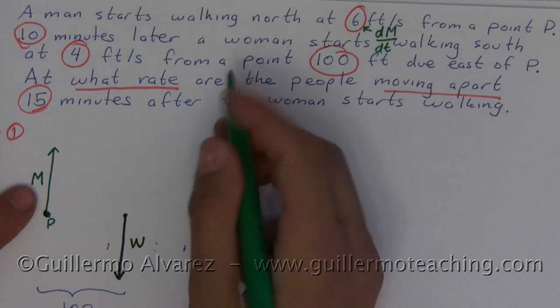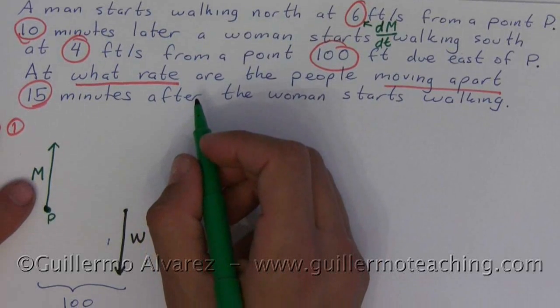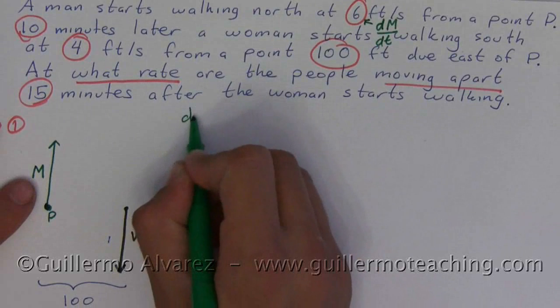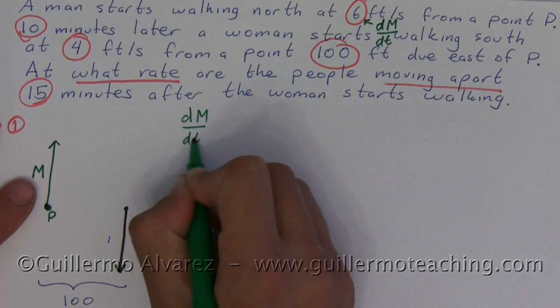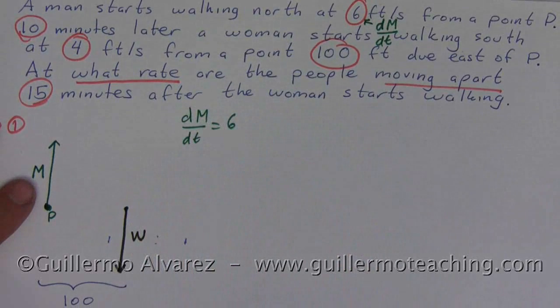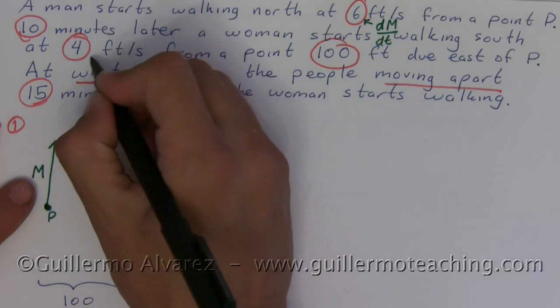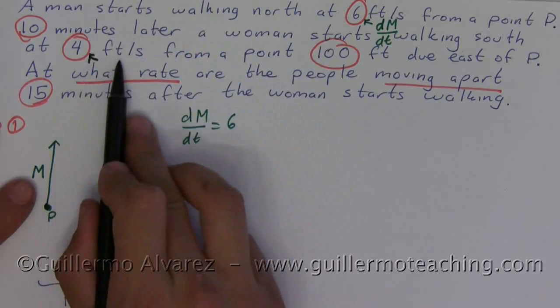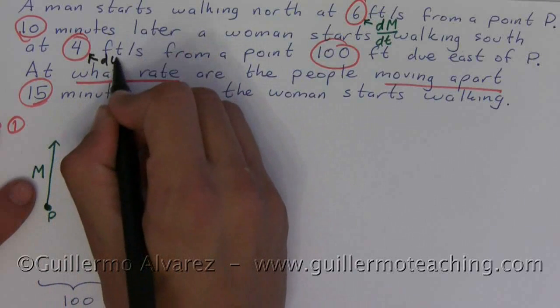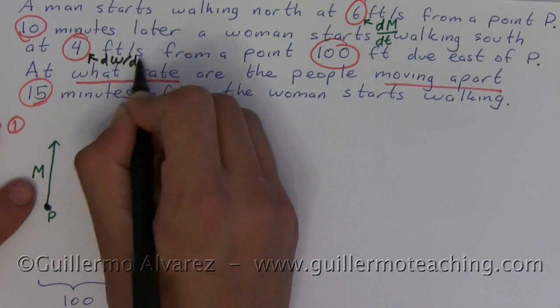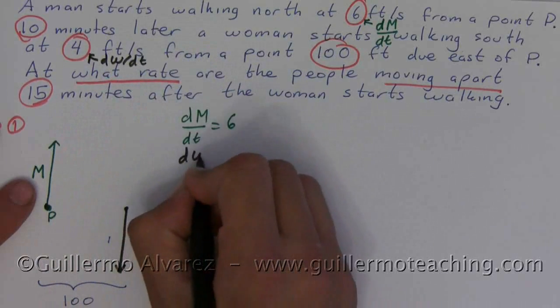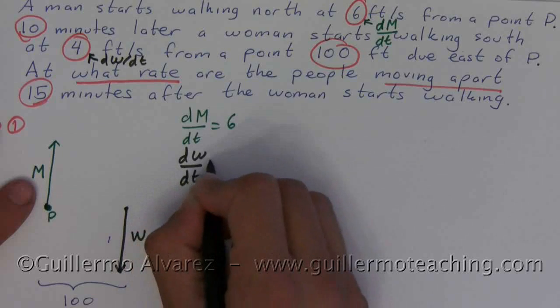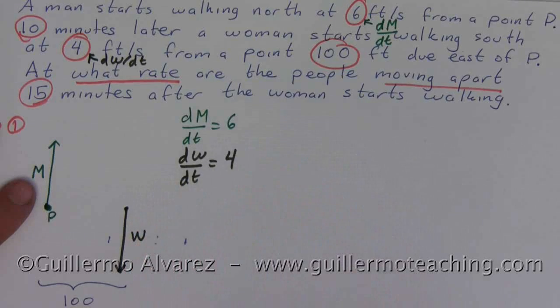Okay, so I can write this down. The derivative of M with respect to time is going to equal 6. Okay, and then that means that this 4 feet per second is going to be the derivative of W with respect to time. So the derivative of W with respect to time is equal to 4.